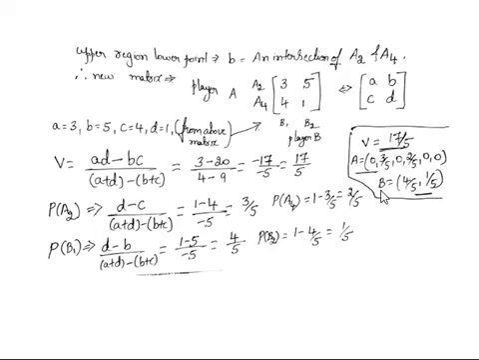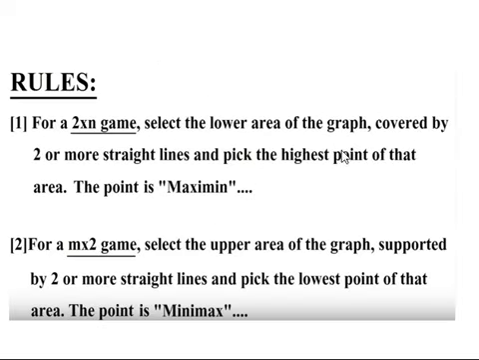And for the probabilities of B, there are only 2 columns: the first value is 4 by 5, and the next value is 1 by 5. I hope you have understood, and this is the rule that we need to remember.